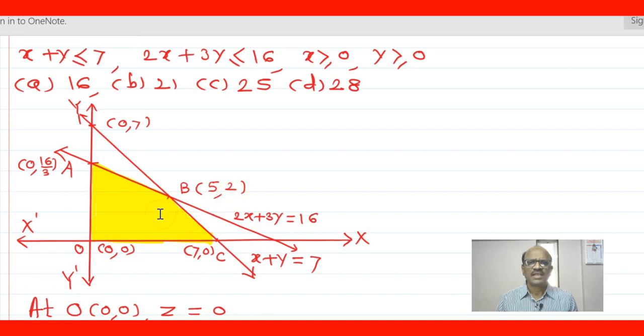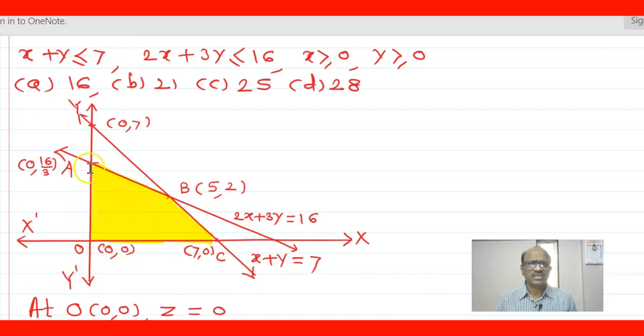And when this line touches the x-axis, you will get the point. When this line touches the y-axis, put x equals 0, y equals 16 upon 3. Therefore, this is point A. This is point B, the point of intersection, solved simultaneously. And again this line, when it touches the x-axis, is (7, 0), and the origin. This is the feasible region.